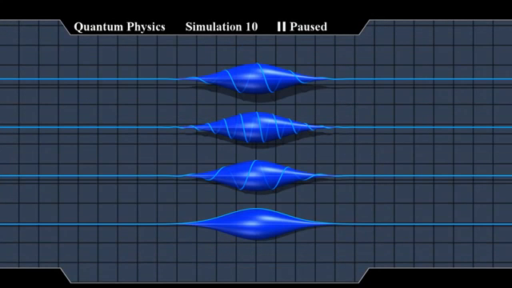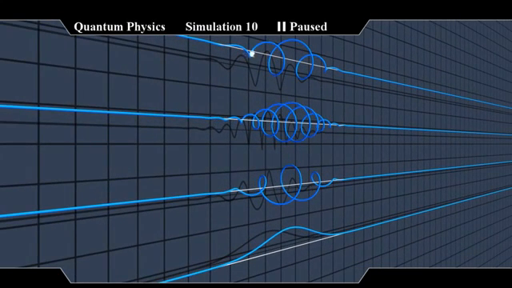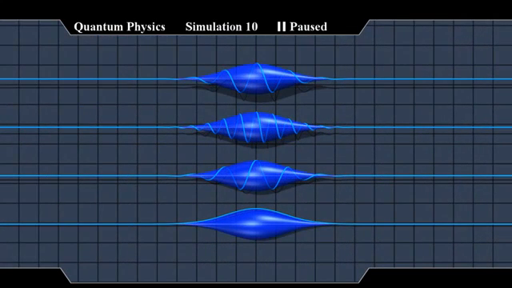Here are 4 wave functions. They all give us the same information about the particle's position, but they rotate differently. This one rotates clockwise. This one rotates clockwise faster. This one counterclockwise. And the last one doesn't rotate at all. Let's see how they evolve with time.